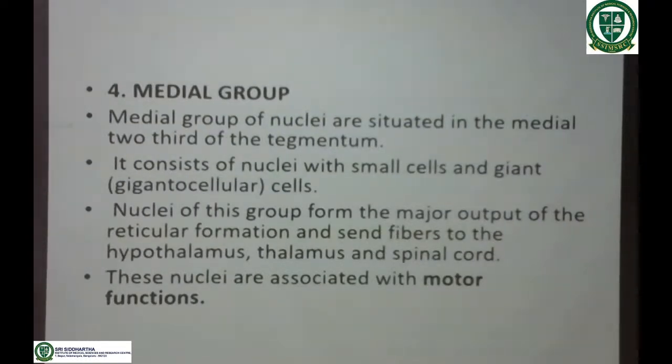The fourth group of nuclei is the medial group, situated in the medial 2/3 of the tegmentum. It consists of nuclei with small cells and giant cells. Small cells are the parvo cells, giant cells are the gigantocellular cells. Nuclei of this group form the major output of the reticular formation and send fibers to the hypothalamus, thalamus and spinal cord. These nuclei are associated with the motor functions. Okay, this is again the motor function.